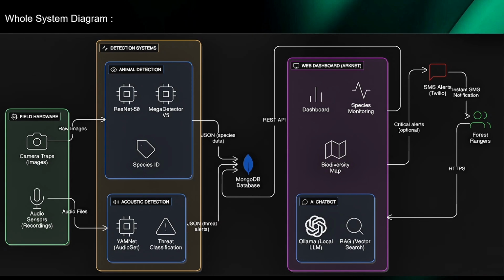happening in the forest. Second is the acoustic detection system for alerts and identifying illegal activities. It mainly consists of YAMNet, trained on the audio data set that we have, and it sends alerts to the forest rangers. Then all of this is saved in a MongoDB database.